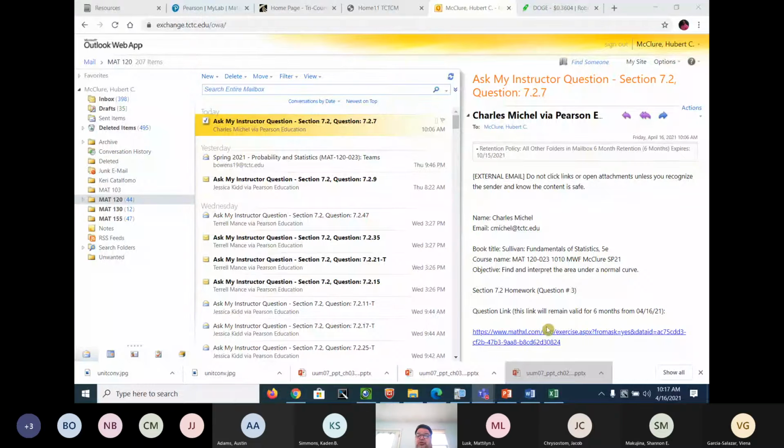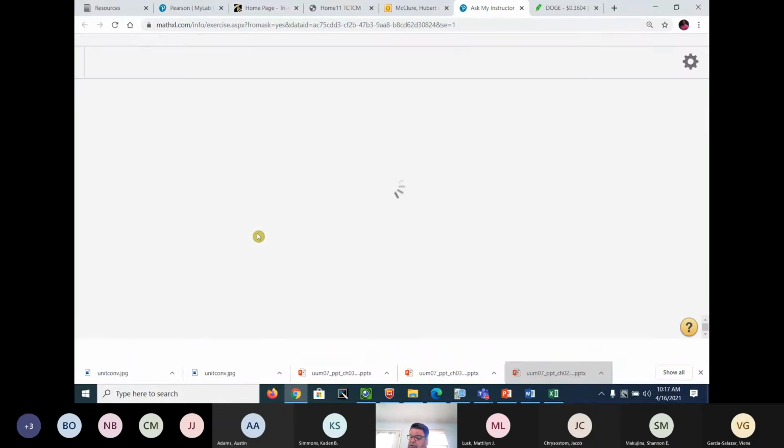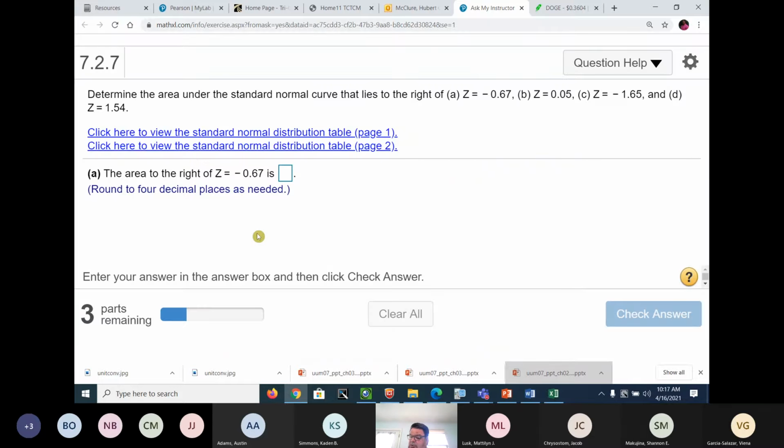7.2, number 7/3. Okay, determine the area. I'm not going to do a lot of these because there are 4 questions to each one. I'm going to do one of these, and we're going to do 2 on each graph.